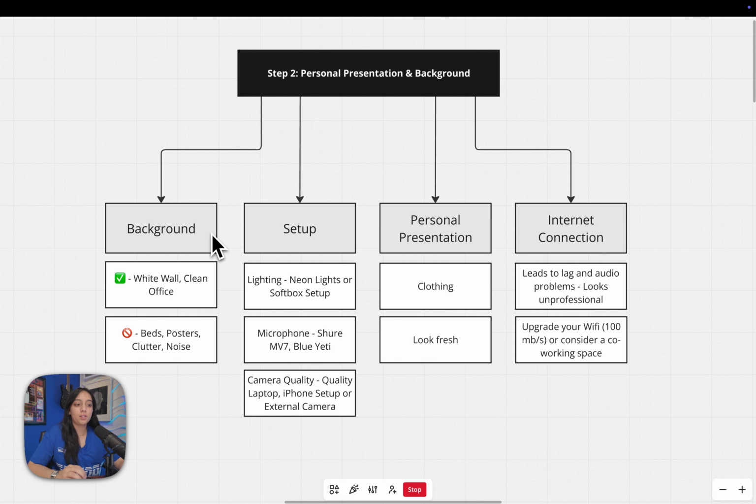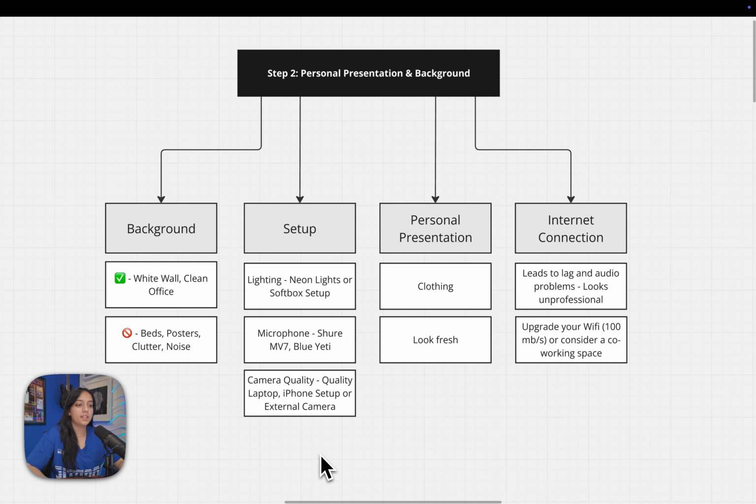Now the next step in the preparation phase is personal presentation and background. You need to make sure that your environment screams professionalism, and this means that your background needs to be clean. This can either be just a white wall to limit distractions, or it could be a very well set up office space with some tech books in the back, maybe some nice lighting, whatever you want in the background, just make sure it looks professional.